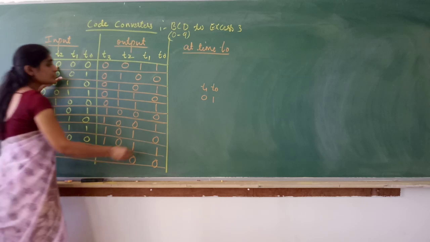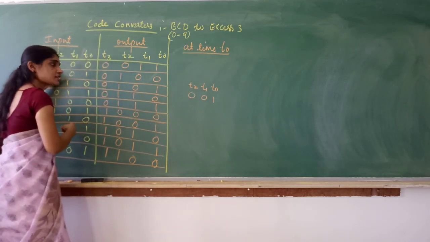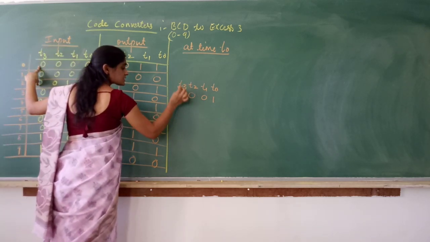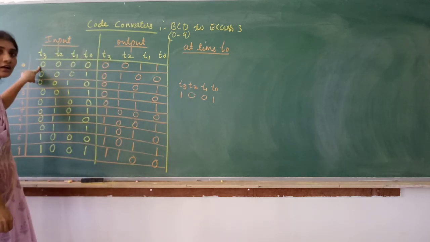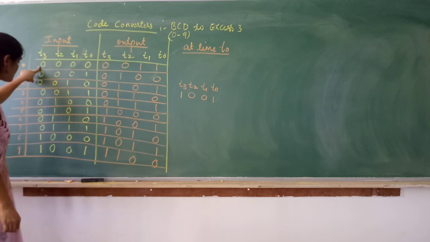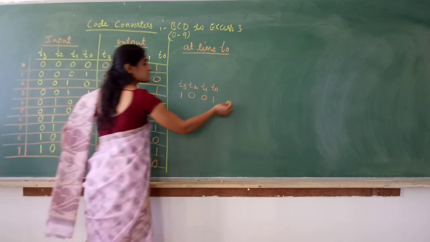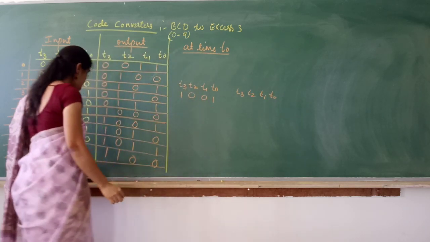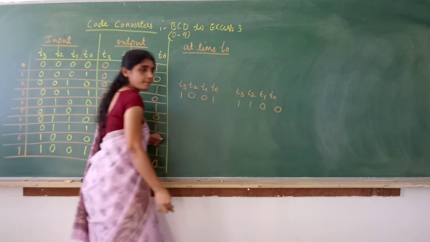At time T2, I receive the third bit. Let's say it is 0. At time T3, I receive the fourth bit. Let's take the fourth bit as 1. At time T3 I have received all the 4 bits. So what is the bit pattern I have received? 1001. For this, what is the output? The circuit should generate the XS3 code for this. What is the XS3 code? 1100. I should get the output as 1100.